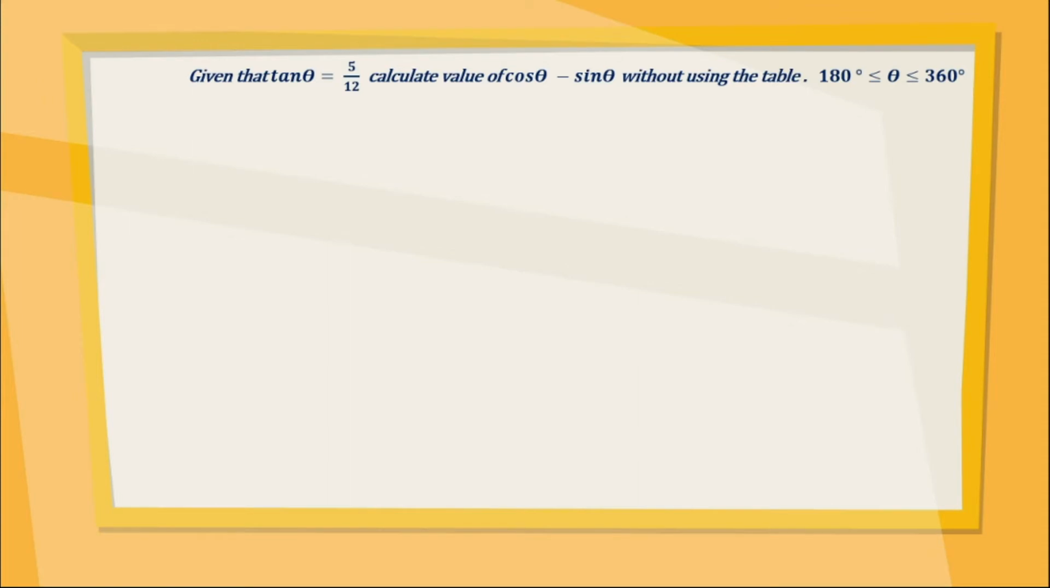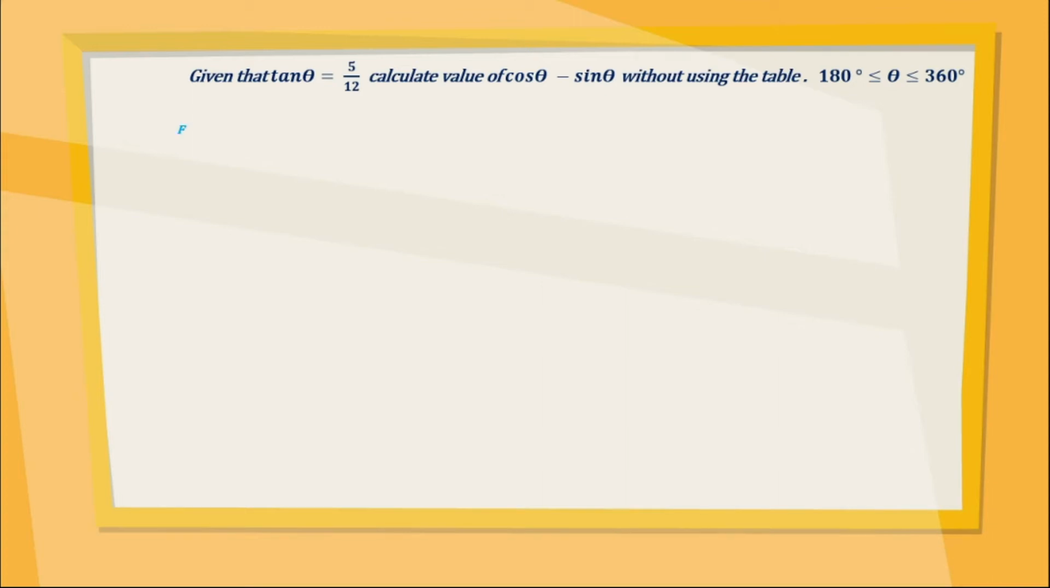I've displayed above. And the question states, given that tan of angle theta is equal to 5 out of 12, calculate the value of cosine of theta minus the sine of theta without using the table. The angle range is from 180 degrees to 360 degrees.